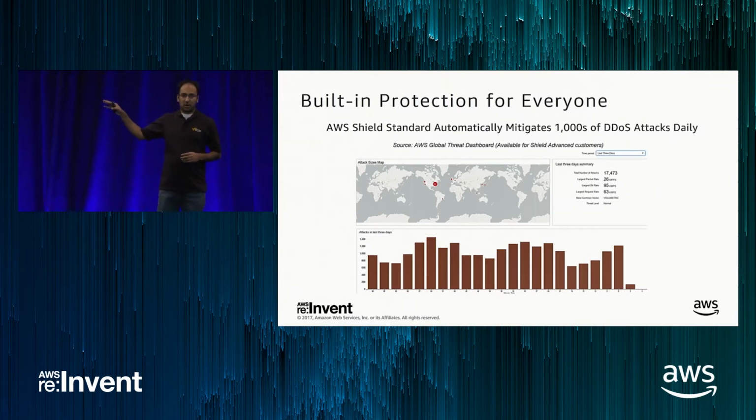This is just a snapshot of the threat environment dashboard that we recently launched and is available to Shield Advanced customers. This is a view into DDoS attacks across AWS customers. As you see, every hour, AWS mitigates hundreds of attacks, and at least in this snapshot, the trailing 3 days, we have seen over 17,000 attacks, and the largest being 95 gigabits per second or 25 million packets per second. So this is just an indicator that Shield mitigates attacks as we speak, automatically, even without you doing anything.